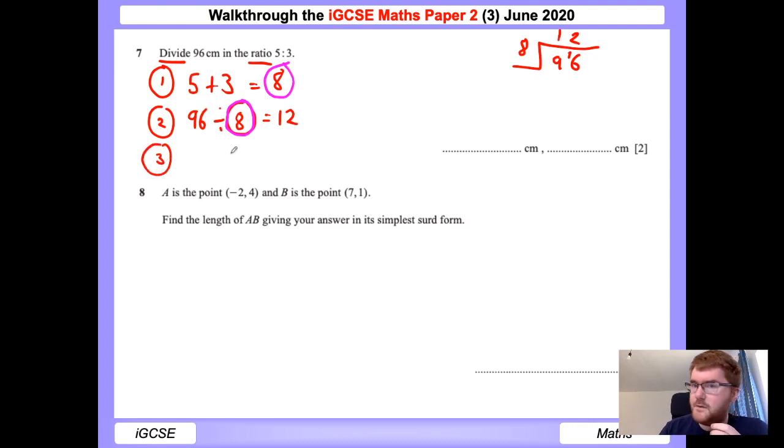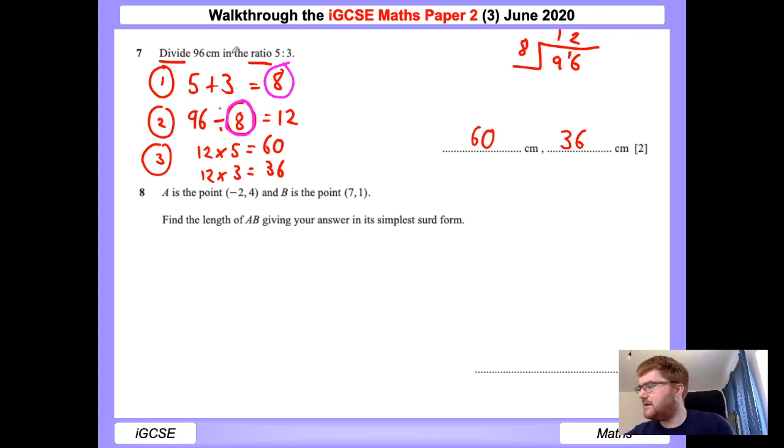And at this point, what we do is then we just do 12 times the first part, which is 5, and then we do 12 times the second part, which is 3. 12 times 5 is 60, 12 times 3 is 36, and we have to write this in the correct order. So the bigger number goes first, because we have 5 here, and then the smaller number goes second. So we have 60 centimetres and 36. A check you can do in the exam is to make sure that these two numbers add up back to 96. So you can use that as a double check to make sure we get the right answers. So far, okay, I would say.